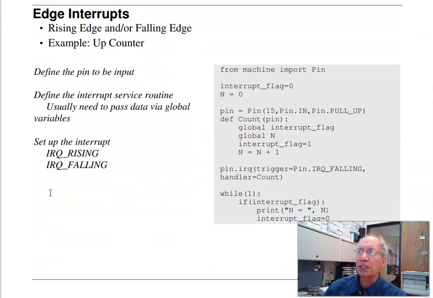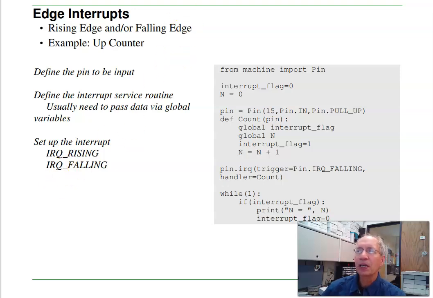Now the topics on the test. The first test covered Python programming with the Raspberry Pi Pico. This one's going to add to the content of the first test. Since our first test, we covered edge interrupts. Now edge interrupts can trigger on the rising edge or falling edge. For example, I could have an up counter.